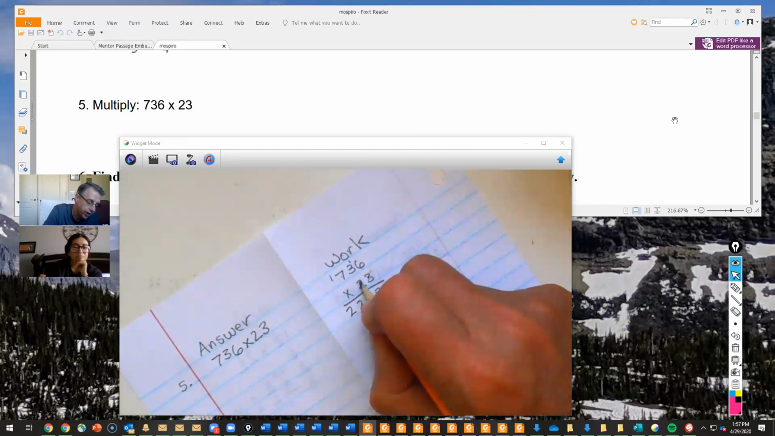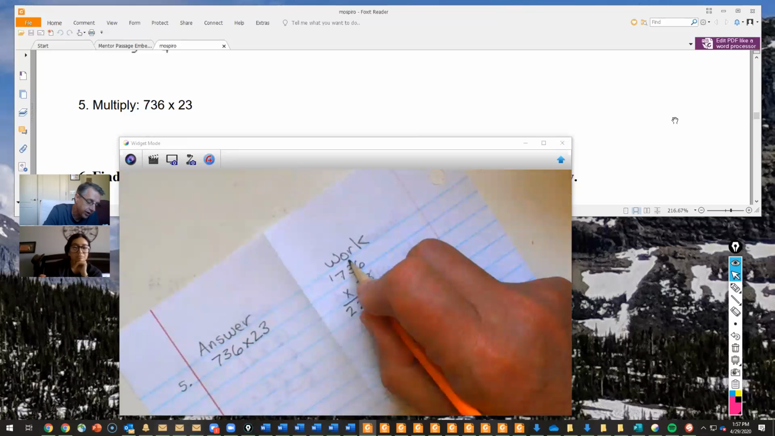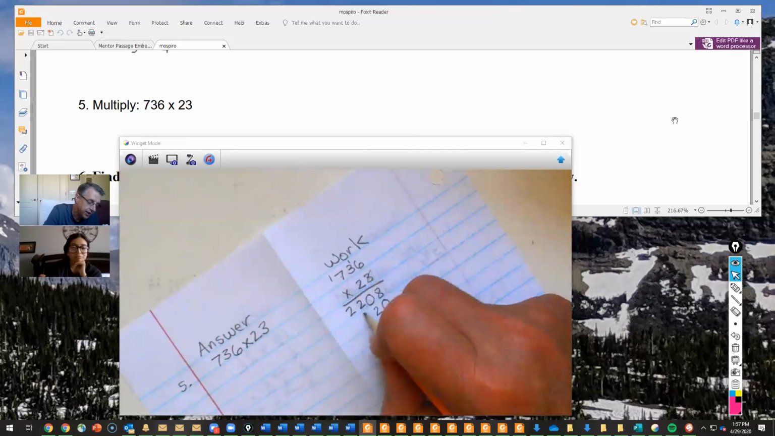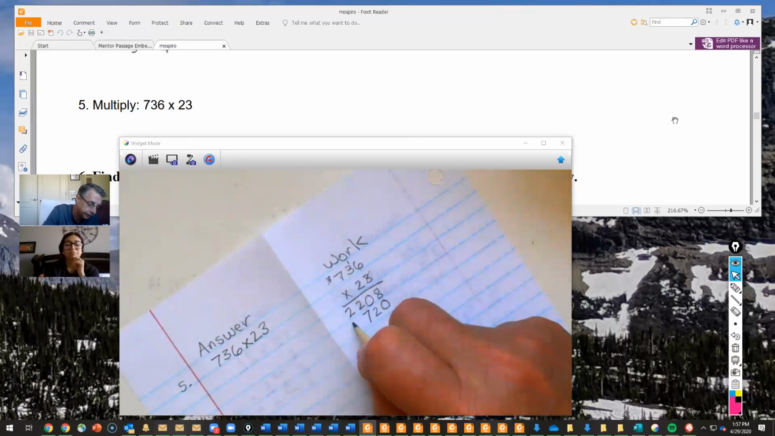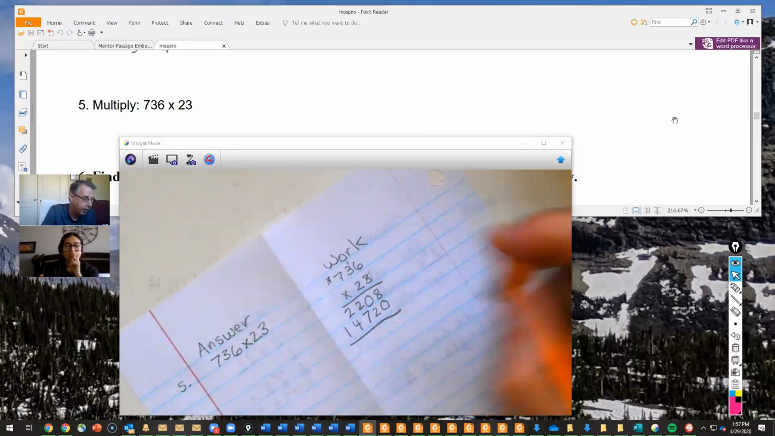6 times 2 is 12. Carry another 1 again. 3 times 2 is 6, plus 1 more is 7. I don't need to carry anything now. 7 times 2 is 14. Making sure everything is nicely lined up. I add these two together.